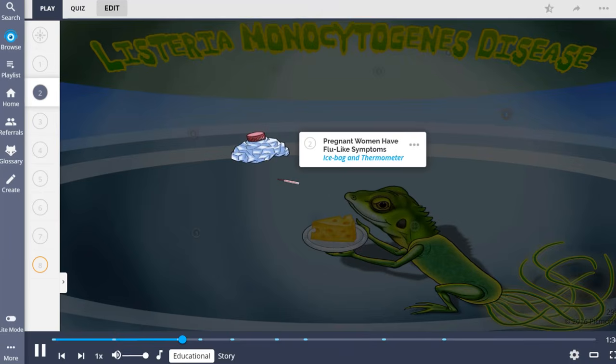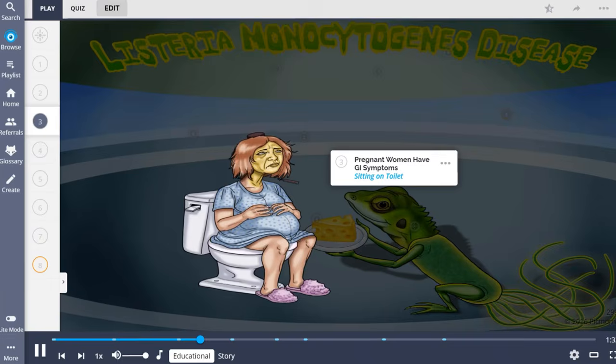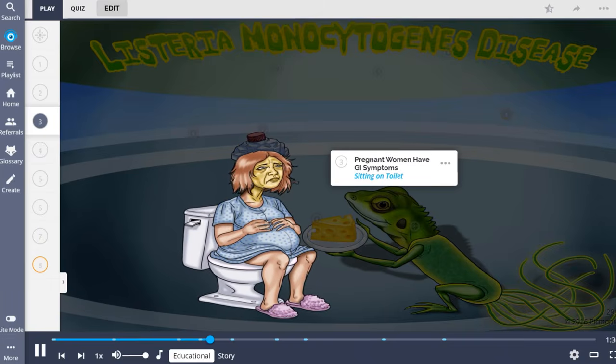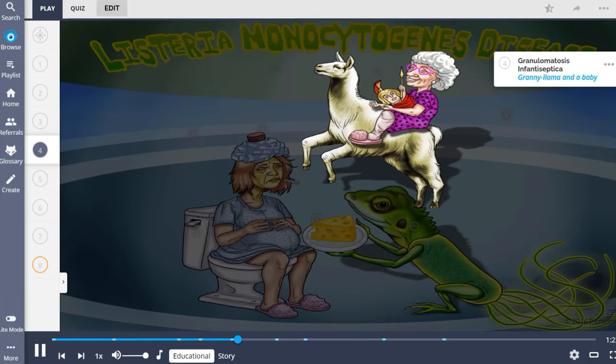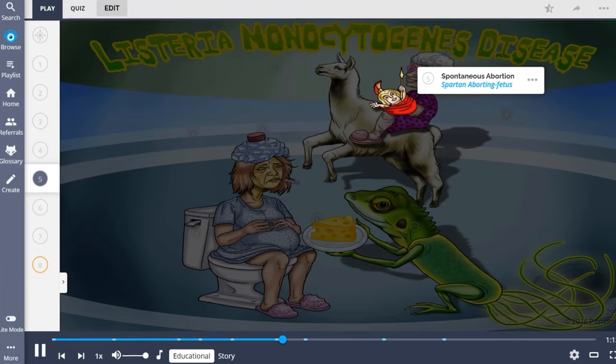Symptoms in pregnant women include flu-like symptoms, shown as the ice bag and thermometer, along with gastrointestinal symptoms, such as nausea, vomiting, and diarrhea. Depicted here is the pregnant woman sitting on the toilet. Neonates with listeriosis can develop pyogenic granulomas distributed diffusely over the body, a finding termed granulomatosis infantiseptica, the granny llama and a baby.